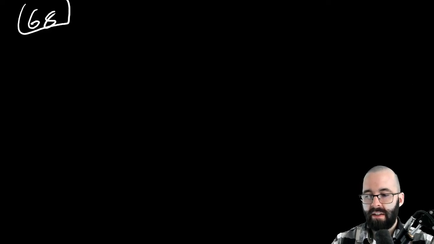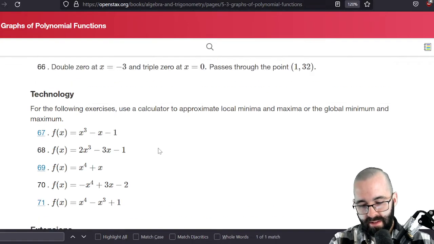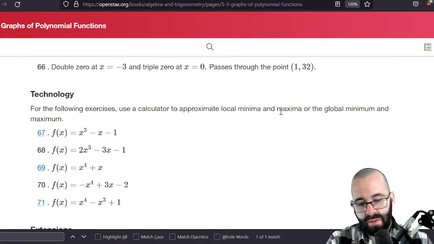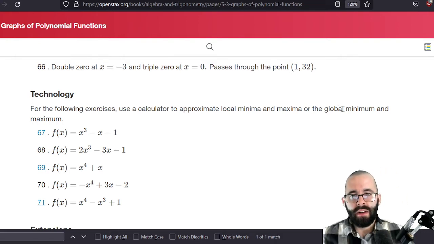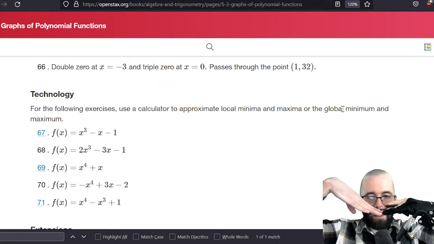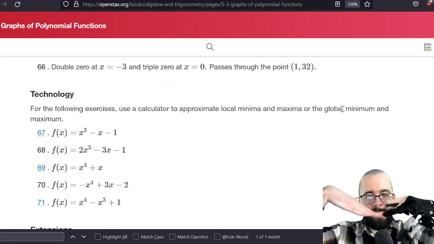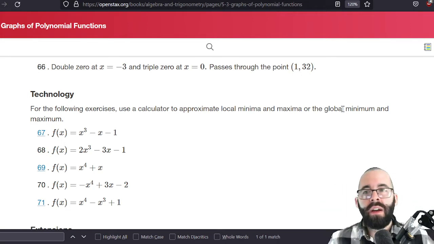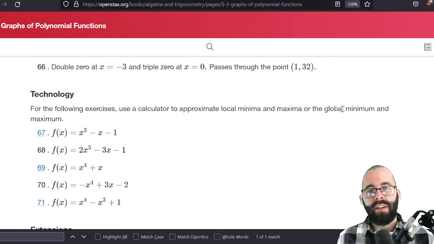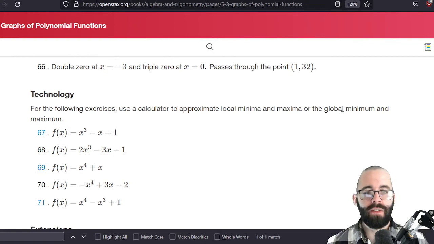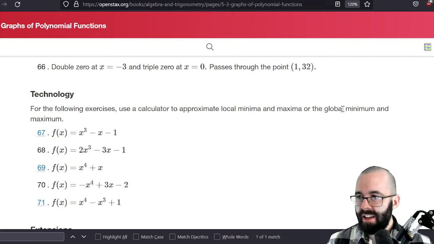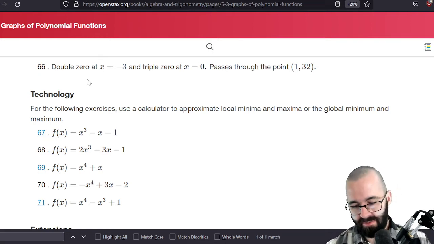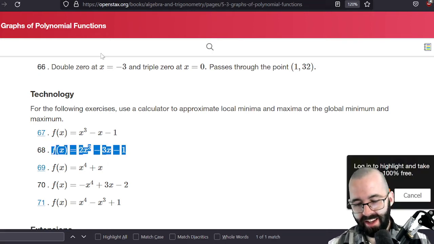All right, 68. What does that look like? Use a calculator to approximate local minima and maxima, or the global minimum and global maximum. We talked about this a little bit. Local minimums and local maximums are these turning points. Minimums are at the bottom, maximums at the top. And global extrema is just the actual peak of the mountain, the actual depth of the dark. So for 68, let's graph this. Can I copy paste? I don't think so.